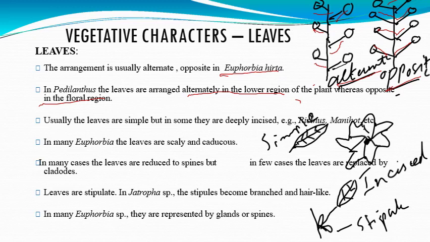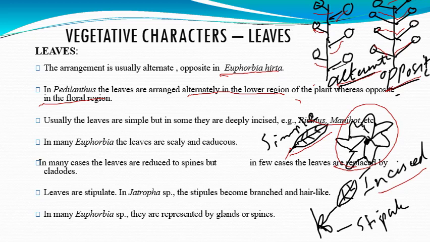Usually the leaves of the Euphorbiaceae family are simple like this. Simple, we have a lamina, then we have a petiole. But in some species like Ricinus communis or Ricinus minor, the leaves are in incised form like this. This one is incised form.